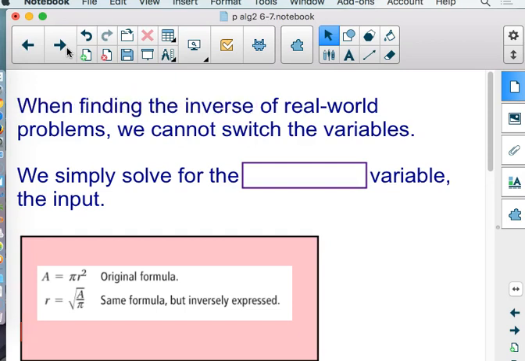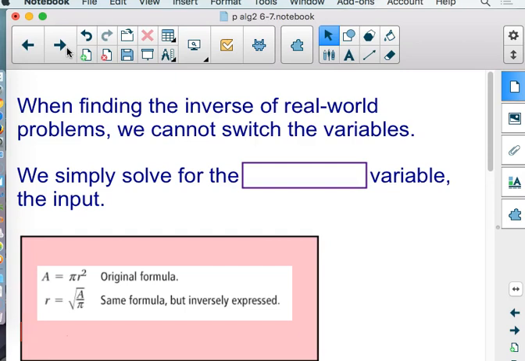So when finding the inverse of a real-world problem, we can't switch the variables. We can't make the x the y. Because if you look at these, area is not even in the same set of dimensions label as radius is. Radius is just going to be a unit of length, and area is going to be square units, so you can't do that. So what do we do?